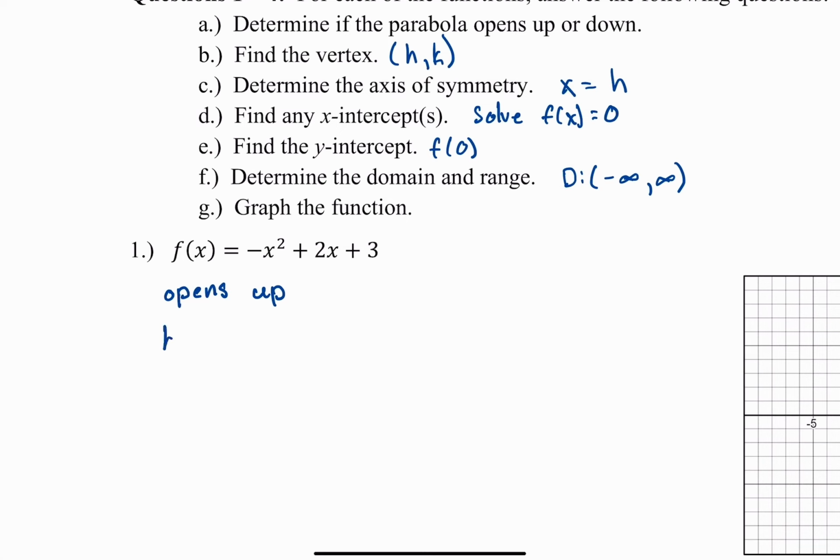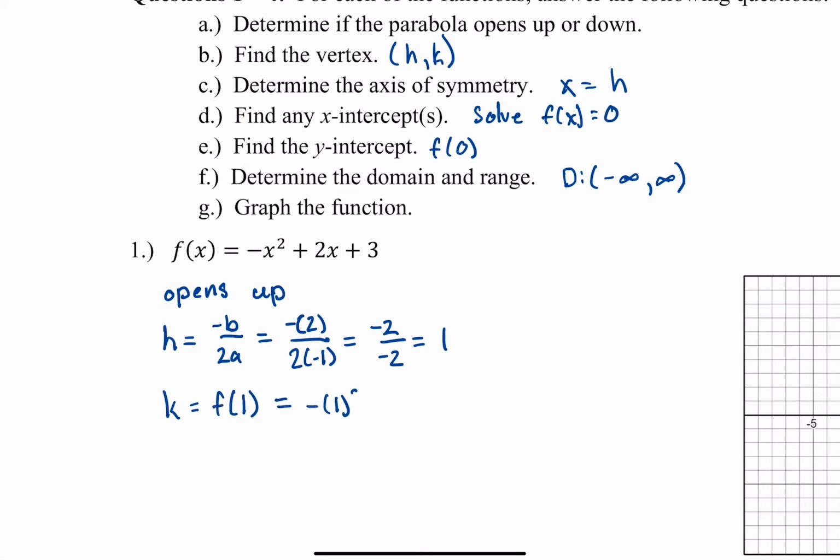For the vertex, in this form, we need to use the formula negative b over 2a. In this case, b is 2, so it's -2 over 2 times -1. So this is just -2 over -2, or simply 1. We obtain k by plugging in what we got for h. So f of 1 is -1 squared plus 2 times 1 plus 3, or this is -1 plus 2 plus 3, so 4. So we have our vertex now. Our vertex is just the ordered pair 1, 4, h and k.